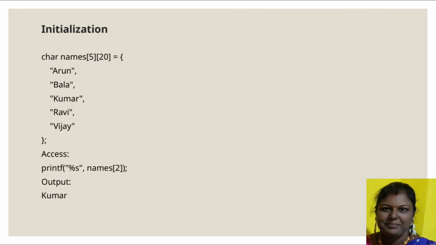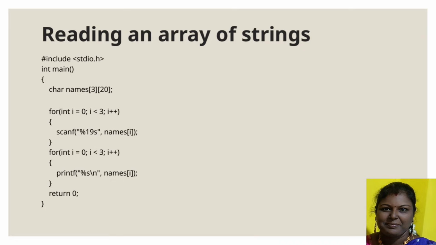Here, we're looking at a simple C program that reads and prints an array of strings. The code declares a two-dimensional array to hold 3 names, each up to 19 characters long. Then, it uses a loop to read input safely, making sure not to overflow the buffer. Another loop prints each name on its own line. This is a basic but effective way to handle multiple strings in C, showing how arrays and loops work together.